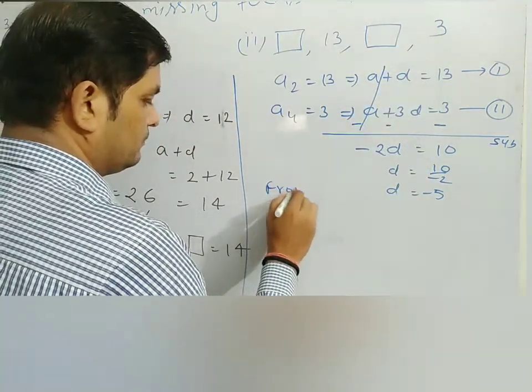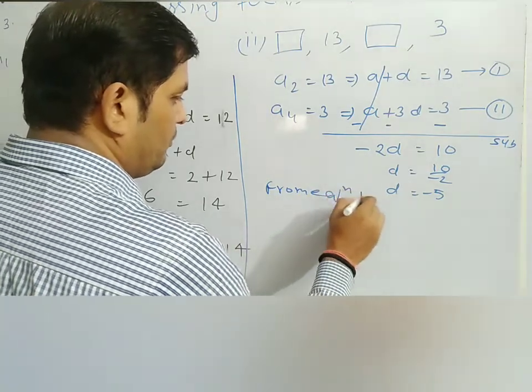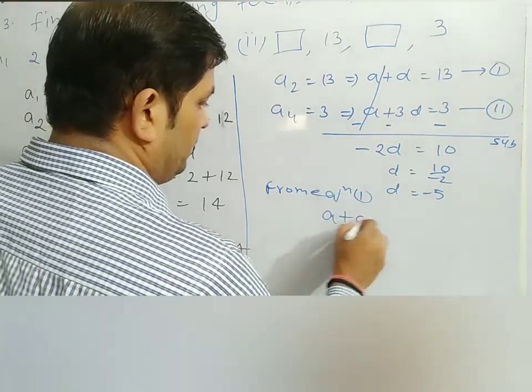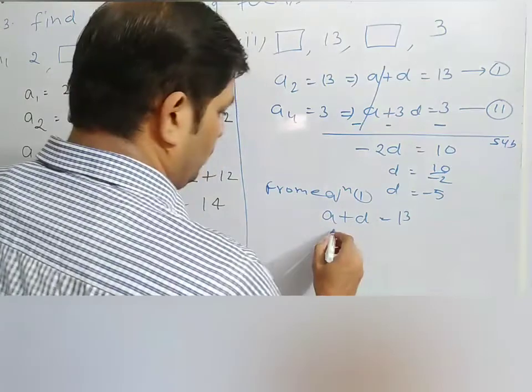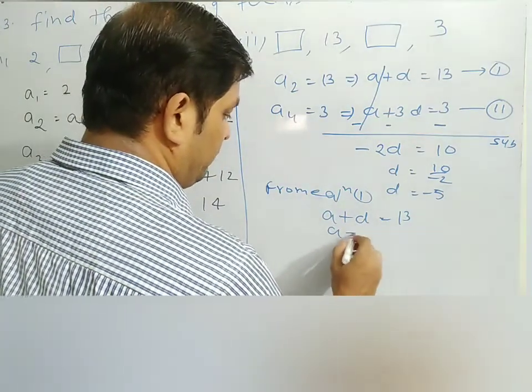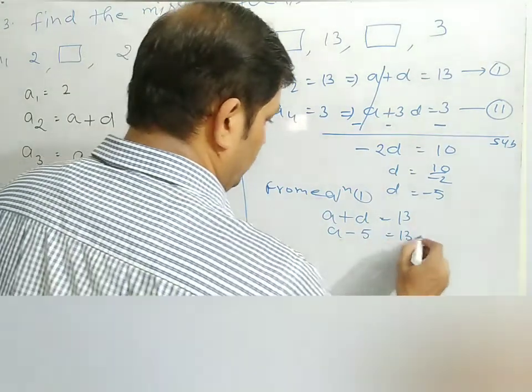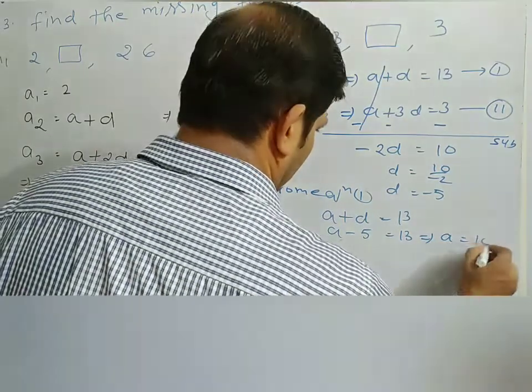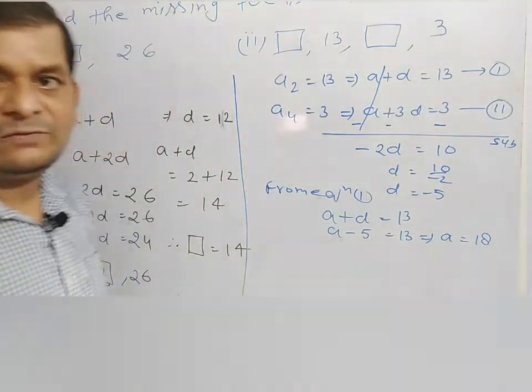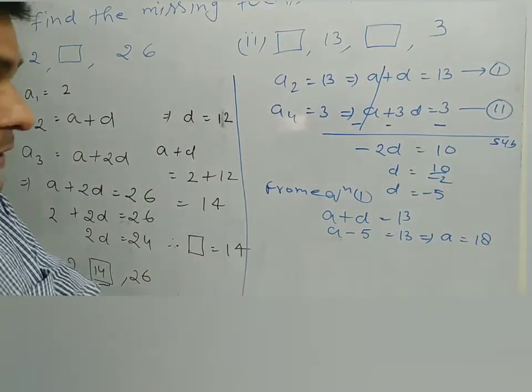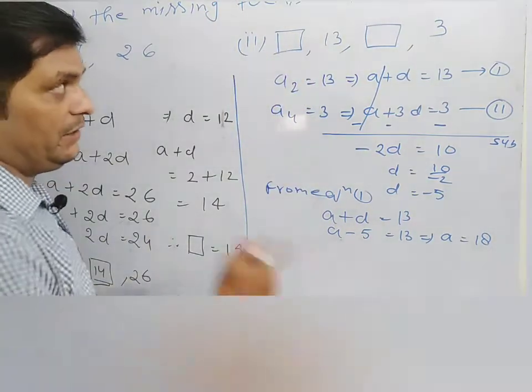Put this value in equation 1 or 2, anywhere, but we will put it in equation number 1. From equation 1, A plus D is equal to 13. So in place of D we will write minus 5. So we can write A is equal to 18. In this way we got the first term is 18. That means we can say the first box is equal to 18.